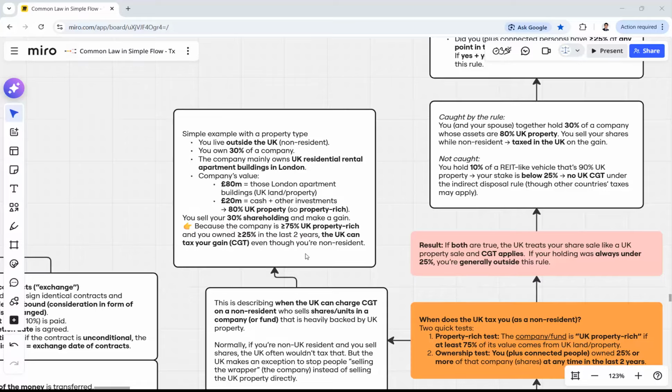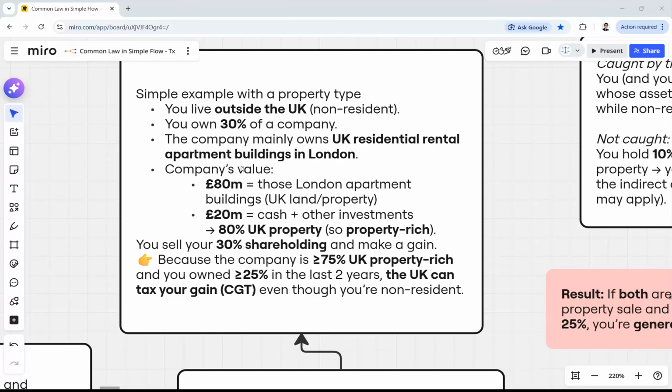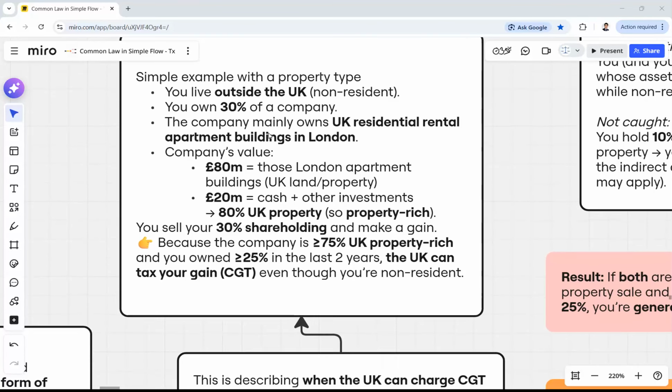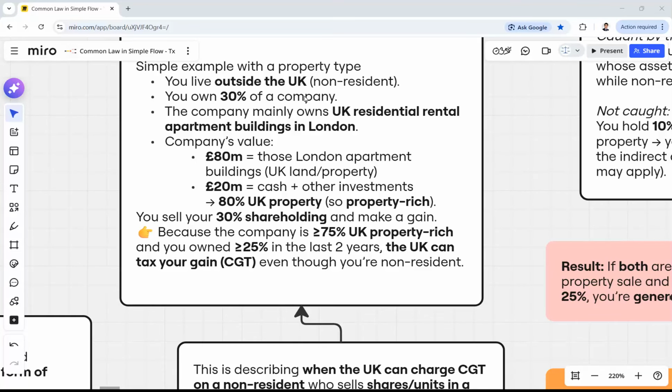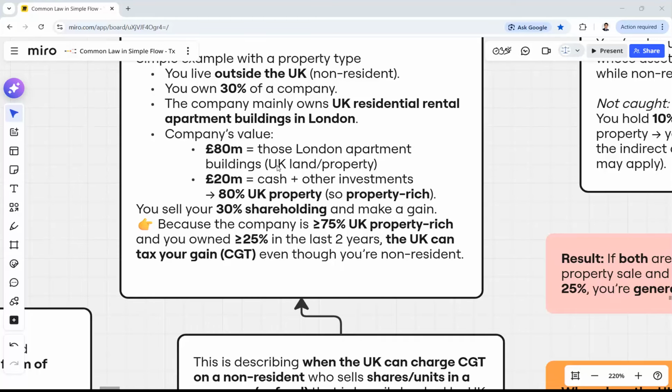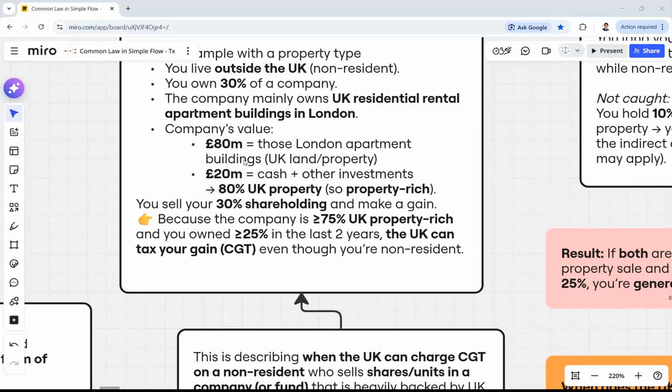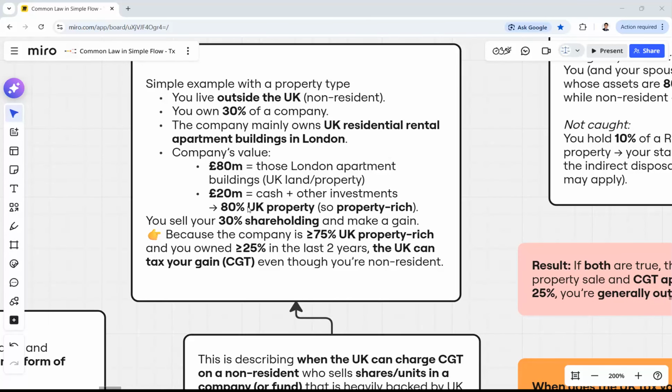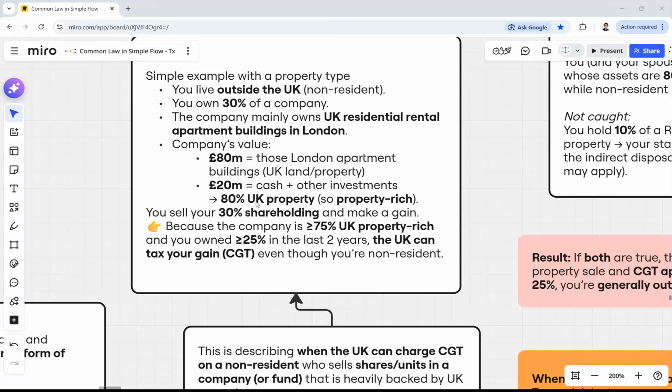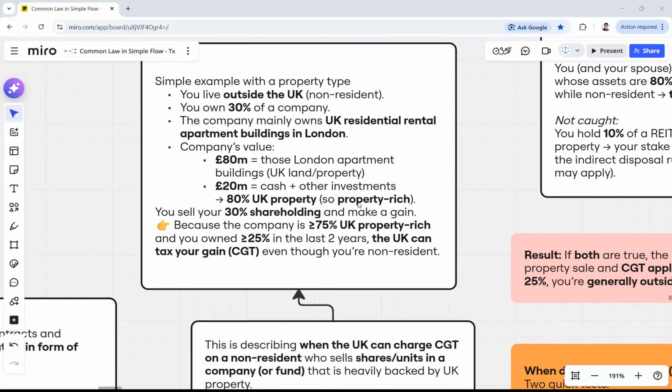Let's bring a simple example. You live outside the UK, you're a non-resident. You own 30% of a company. The company mainly owns UK residential rental apartment buildings in London. The company's value is 100 million, and 80 million consists of London apartment buildings, UK land and property. 20 million is cash plus other investments. So 80% is UK property. It means that this is property rich. You sell your 30% shareholding and make a gain.